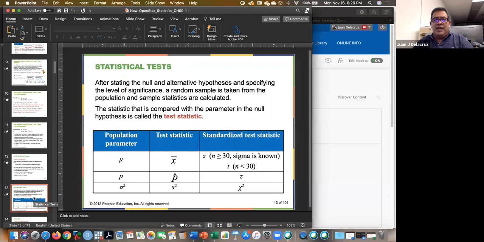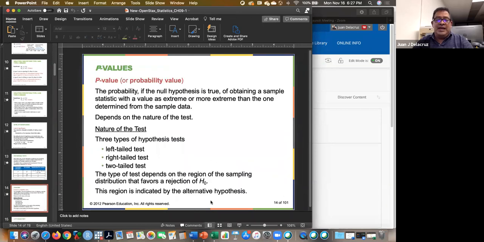We are going to do testing for population parameters such as the mean of the population, the proportion, and the variance of the population. We are going to do the test statistics on the sample mean, the sample proportion, and the sample variance and/or standard deviation. So we have the tools.